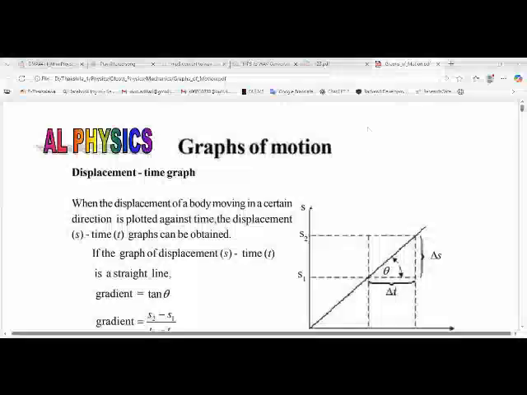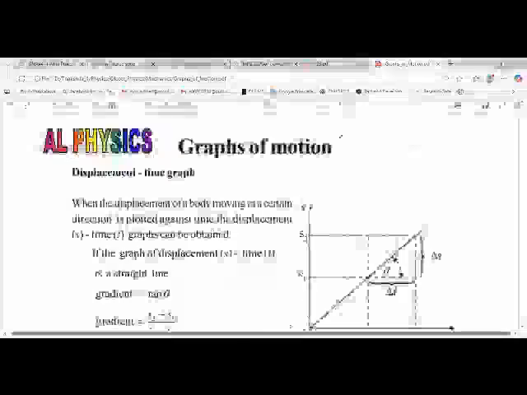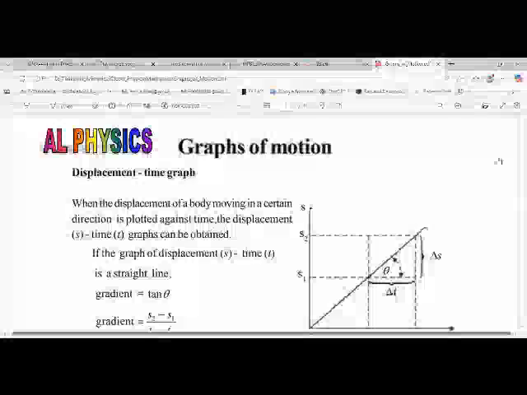Hello students. Today I am going to talk about graph of motion. Already you have learned about the theory part of this lesson, graph of motion. In the first part, displacement time graph. It's a graph of motion, displacement with respect to time.